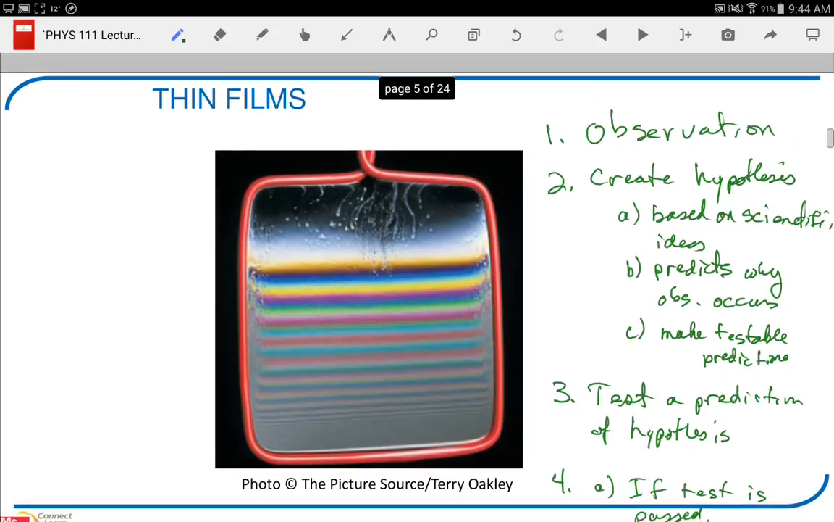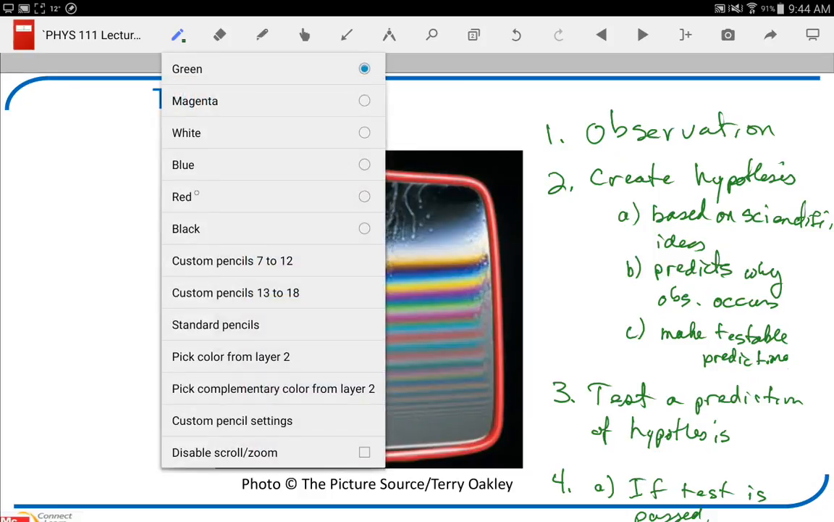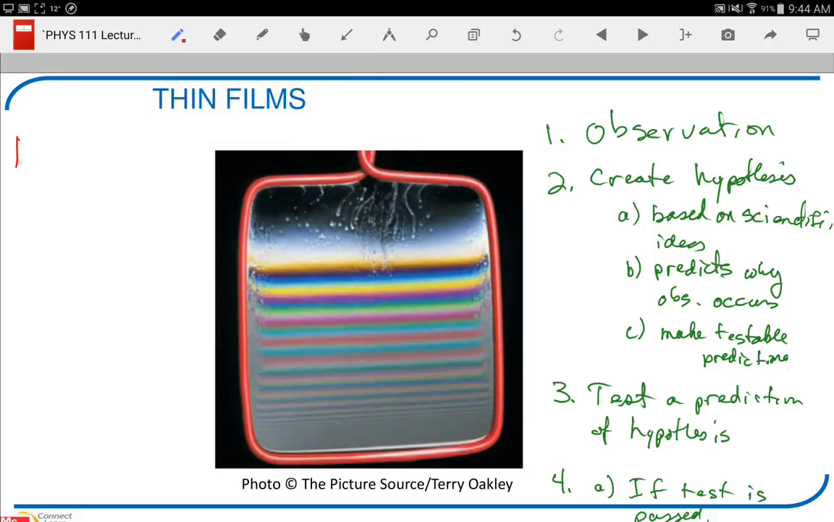So let's apply this to our thin film. We observe something interesting. Pretty, pretty colors. Then what do we do? Okay, somebody throw one out there. Why?